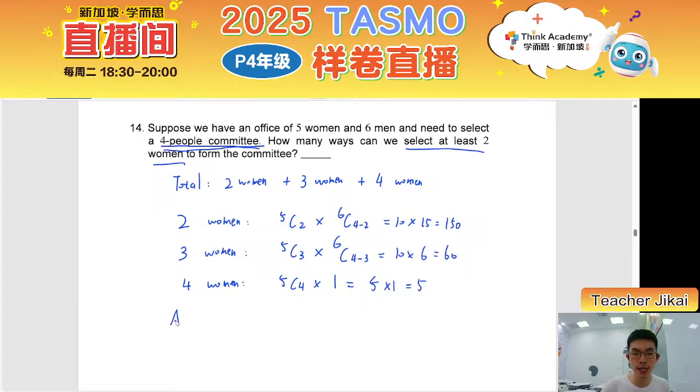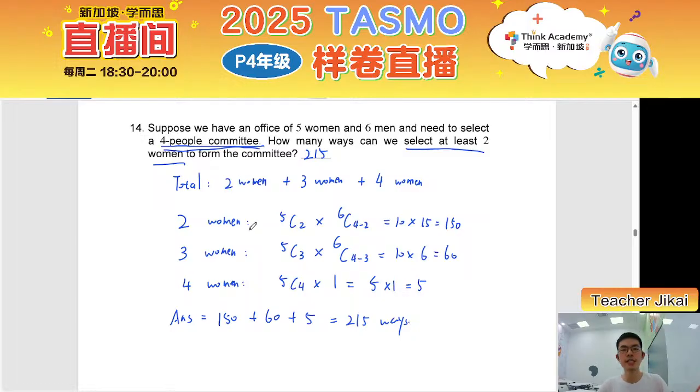So then we can get the answer here, right? The answer is we just add them together. It is 150 plus 60 plus 5. So it is 215 here. Yeah, we have 215 ways.